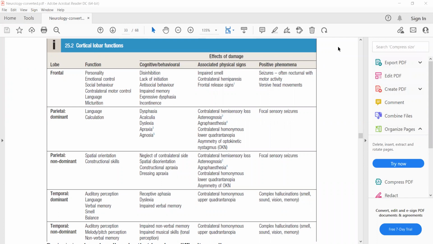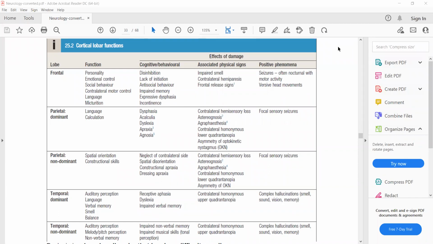So the dominant parietal lobe is a function of language and calculation. Whenever there is a problem with the dominant parietal lobe, there will be a language problem and calculation problem. Language problems such as dysphagia, acalculia, inability to calculate, dyslexia, inability to read, apraxia, inability to perform complex movements.